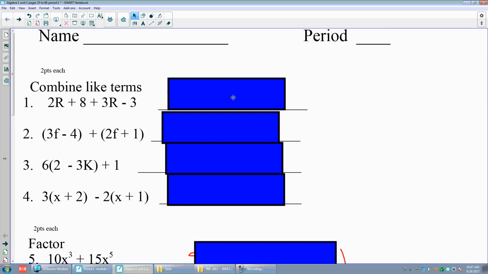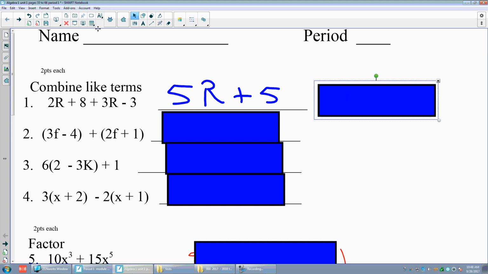So this is a worksheet that we did in class together. It says combine like terms. The important thing to remember when you combine like terms is only combine the things that are the same. So we have two rabbits and three rabbits, which means we have a total of five rabbits. We have $8 minus $3. That means we have a total of $5.